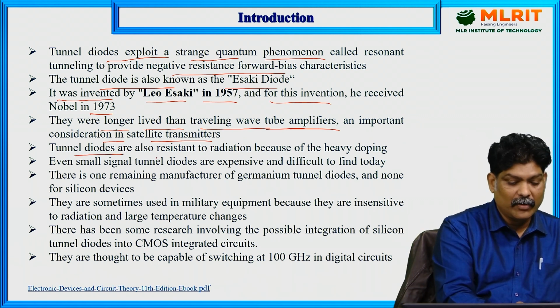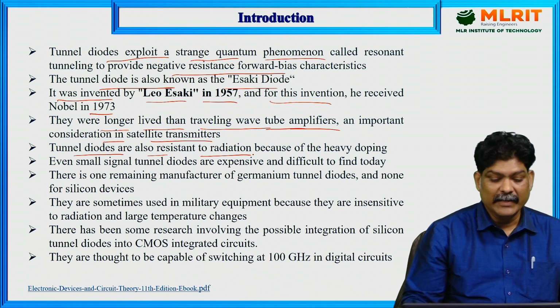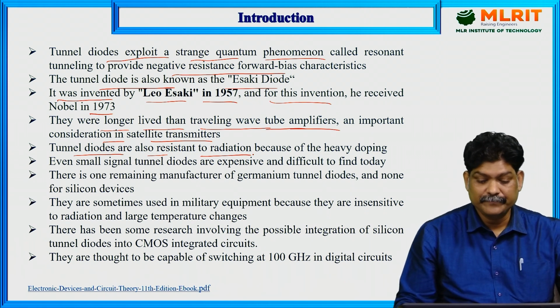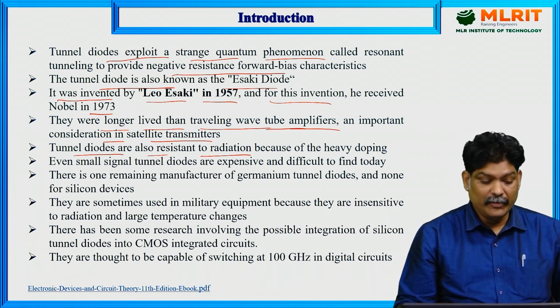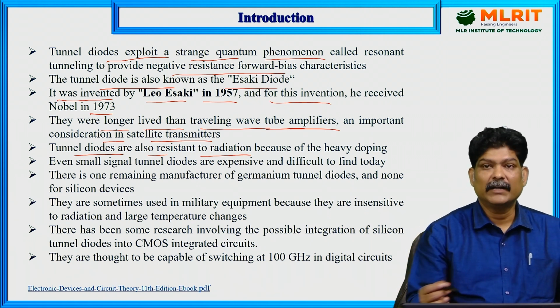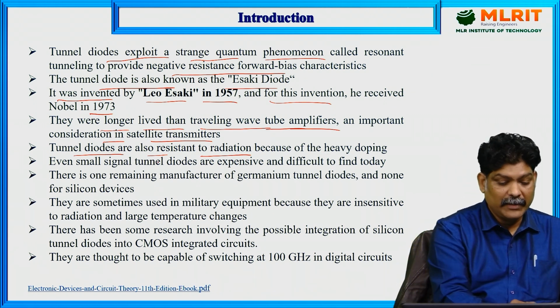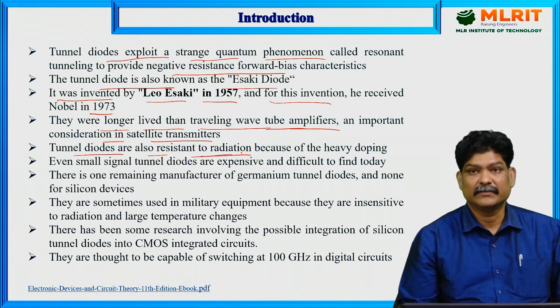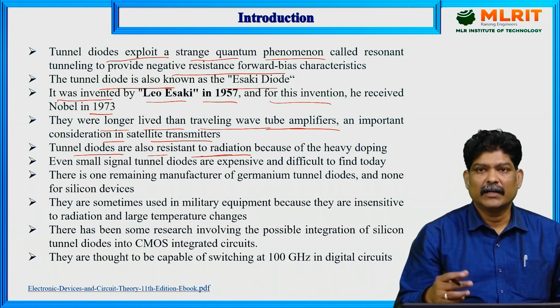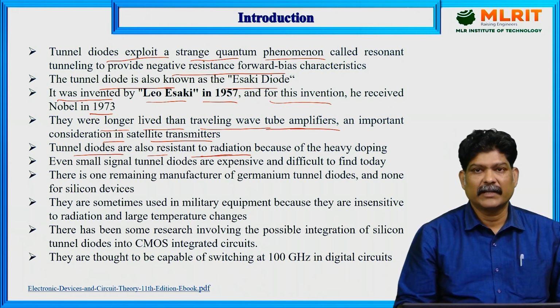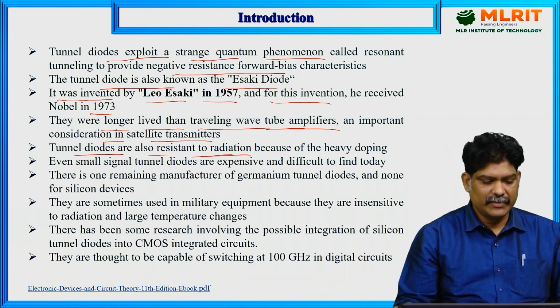Tunnel diodes are also resistant to radiation because of the heavy doping. Tunnel diodes are heavily doped devices, so they are resistant to radiation. Because they are heavily doped, they can sustain high radiation also.